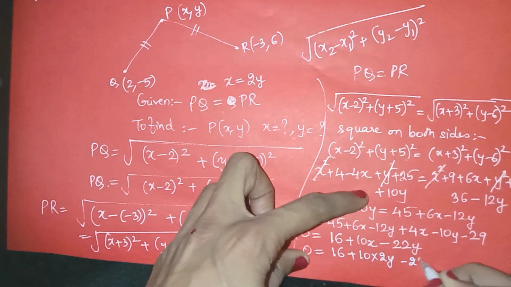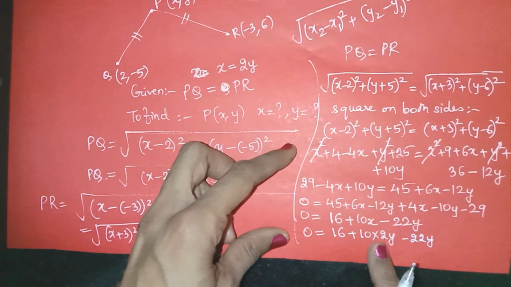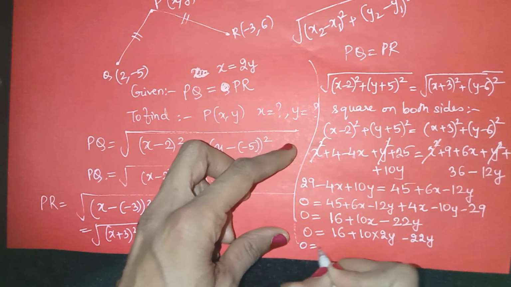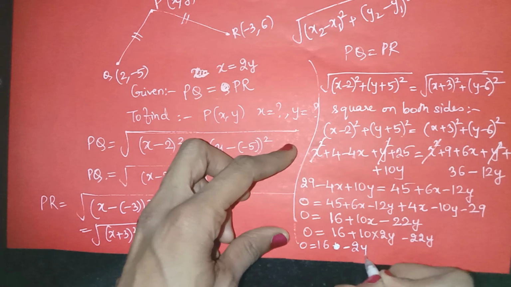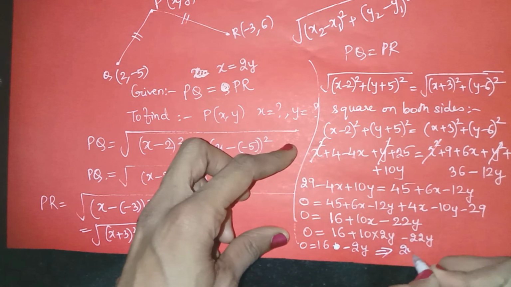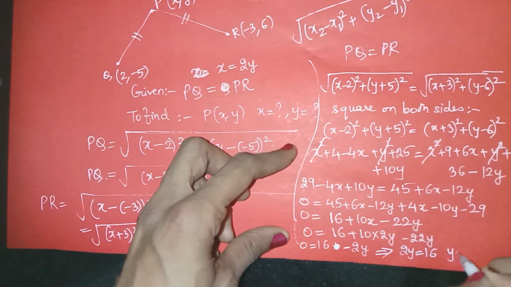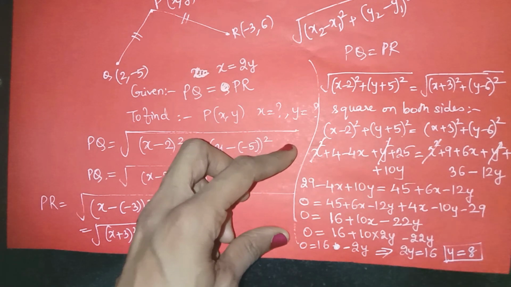So this is what we get. We'll get 20y minus 22y, right? So 16 plus 20y minus 22y will give me minus 2y, which means 2y equal to 16. So y is equal to 8. That's great.